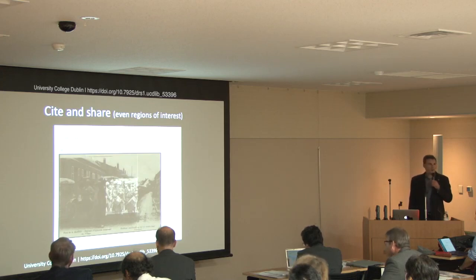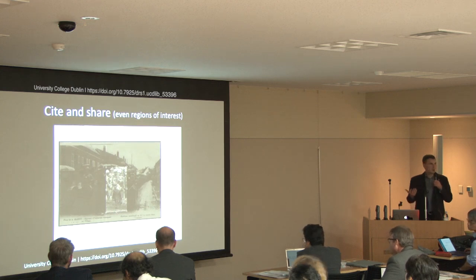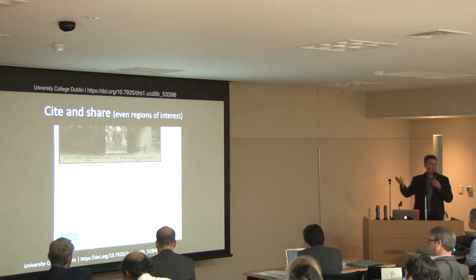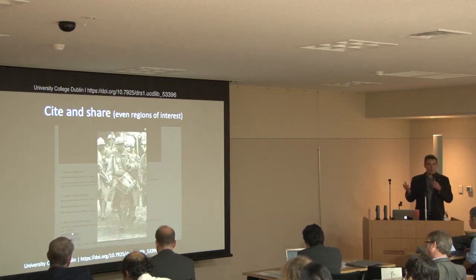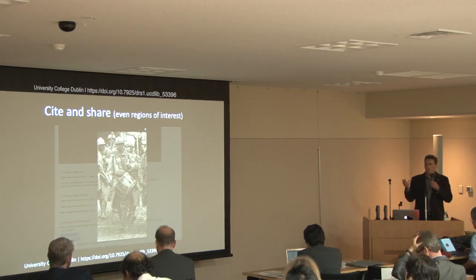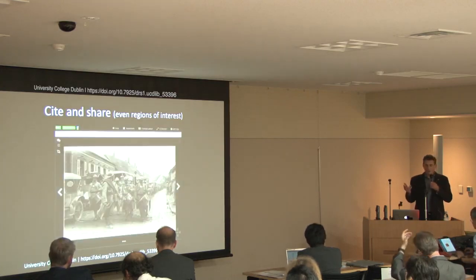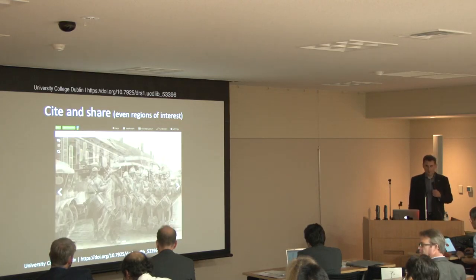This is an example from the University College of Dublin, which is using IIIF to display a full image, identify a region of interest, in this case the drummer, and then through capturing just the coordinates produces a separate resource that is related to the original file but highlights the region of interest.